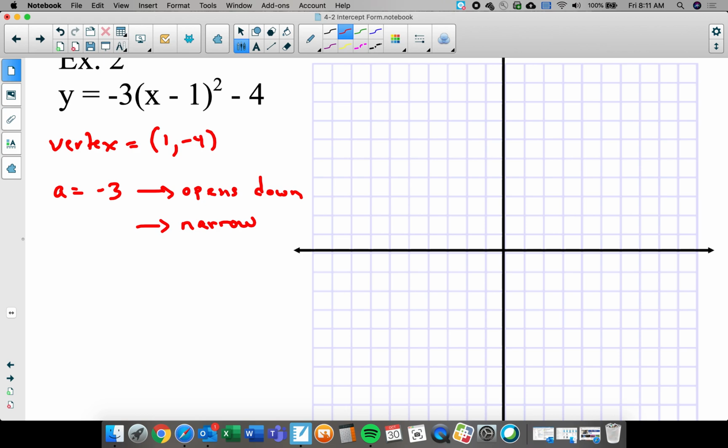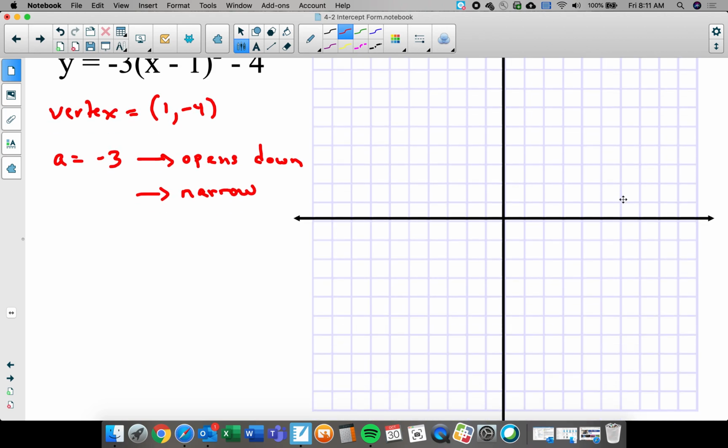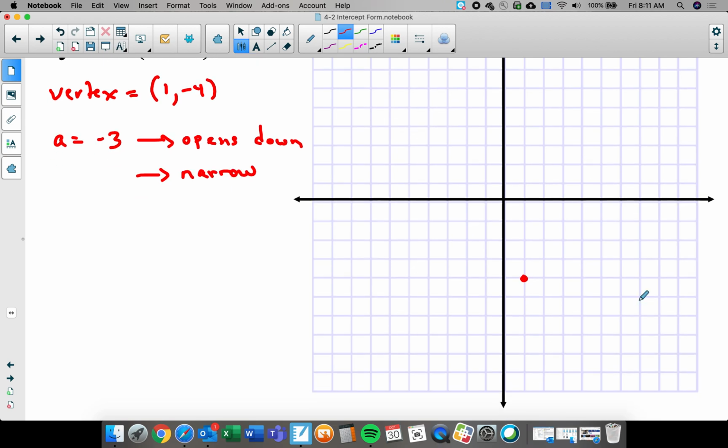So if we go through and plot this, the vertex at 1, -4, we can start with that. There's my vertex, and now I can use my a value to find a set of points. So down 3 and over 1 in each direction. Notice we already ended up with the y-intercept, so I'm not going to worry about trying to find the y-intercept. And since it's opening down, there's really no other points that we're going to be able to find. Oops, I missed again. I'm not doing real well here. There we go. All right.